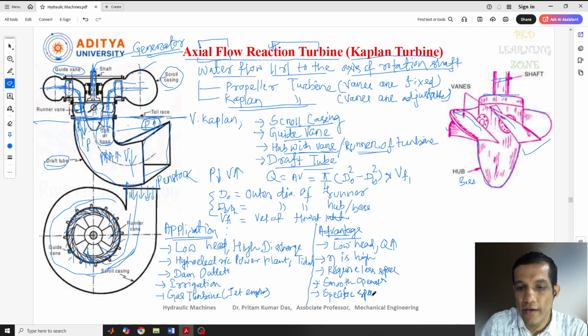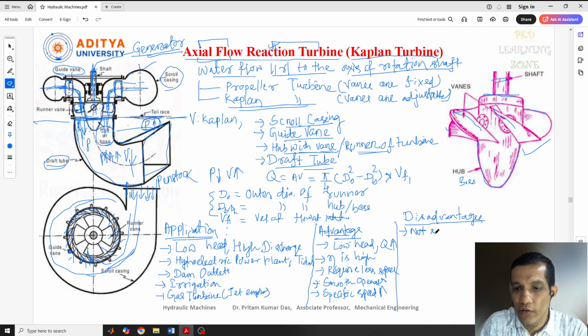Specific speed is high. So these are some advantages of this turbine. Along with that, we can also write some disadvantages. These disadvantages we can identify from the advantages. The first advantage was low head, so this turbine is not suitable for high head conditions. That is one disadvantage. It is also not suitable for the low discharge case.